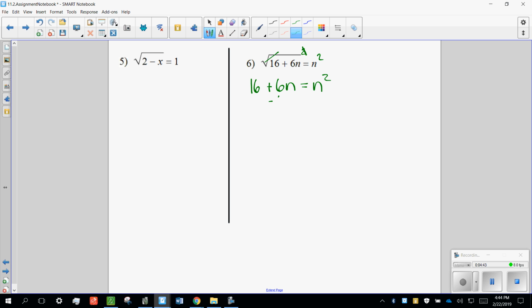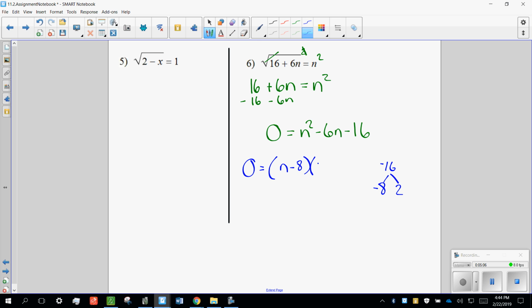So I'm going to subtract 6n and subtract 16 from both sides. And that'll leave me with 0 equals n squared minus 6n minus 16. All right, are there factors of negative 16 that add up to negative 6? Sure are. Negative 8 and 2. So we have that 0 equals (n minus 8)(n plus 2), where n equals 8 and n equals negative 2.